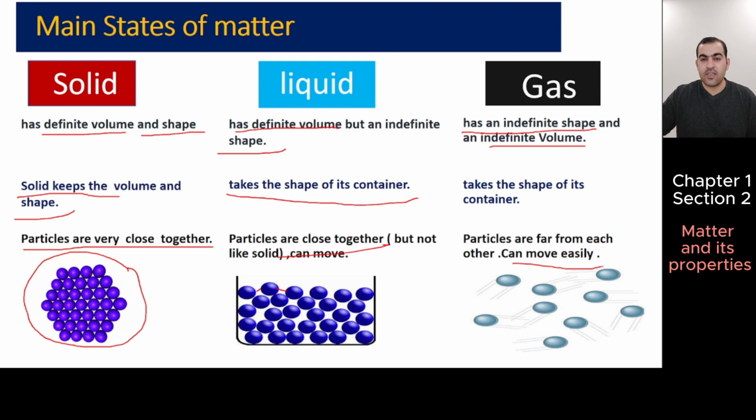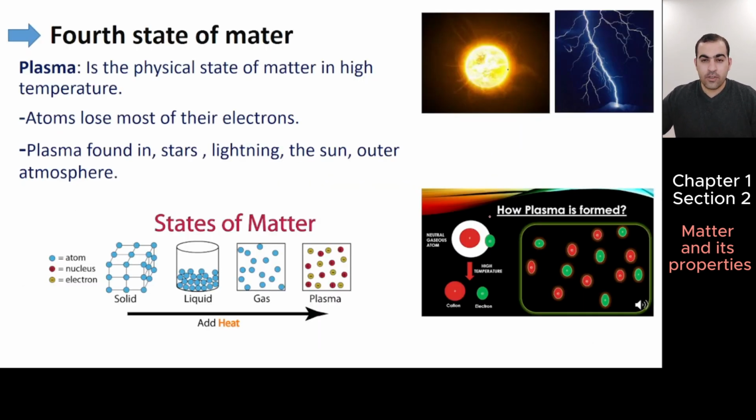They can move easily. So gas takes the shape of the container. Okay, you have gas in a cylinder, you add it to a big cylinder, so it directly takes the shape of that big cylinder. The fourth state of matter, which is not very common.